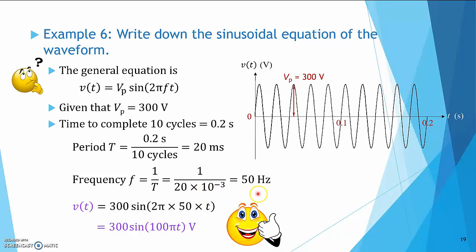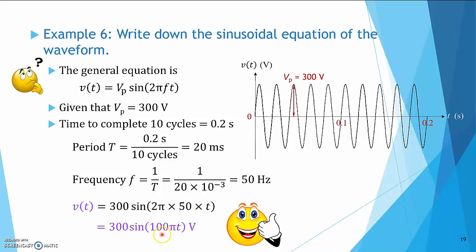Now we are ready to write the equation for the sine wave. Refer back to the general equation. Substitute V peak with 300 volts and f to be 50 Hz. So we get this equation. 2 times 50 is 100. So this will be the equation for the sine wave.